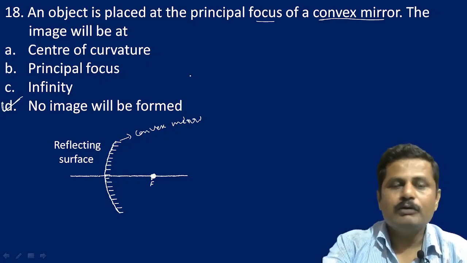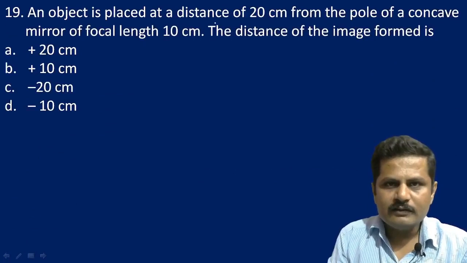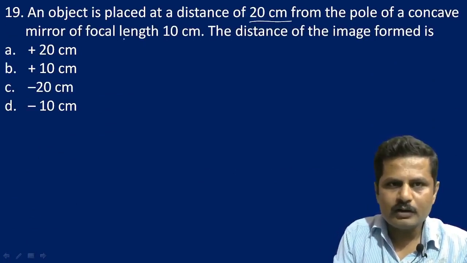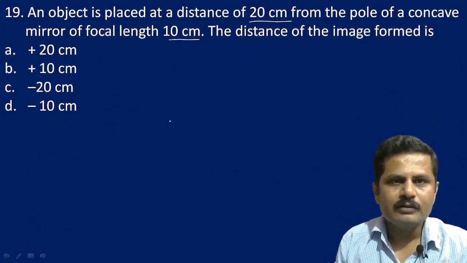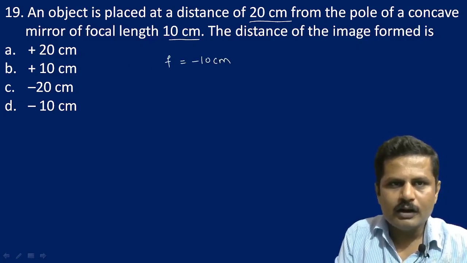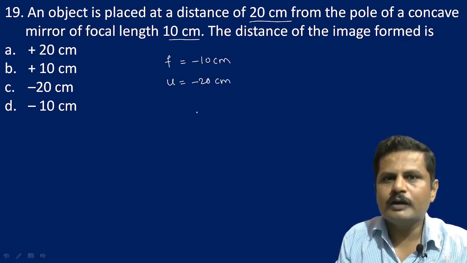Okay. Moving to the next question, that is: an object is placed at a distance of 20 centimeter from the pole of a concave mirror of focal length 10 centimeter. The distance of the image formed is, see, here is the concave mirror. So for a concave mirror the focal length is negative. So here f equals negative 10 centimeter, and the object distance is minus 20. According to Cartesian sign convention, it should be taken as negative.